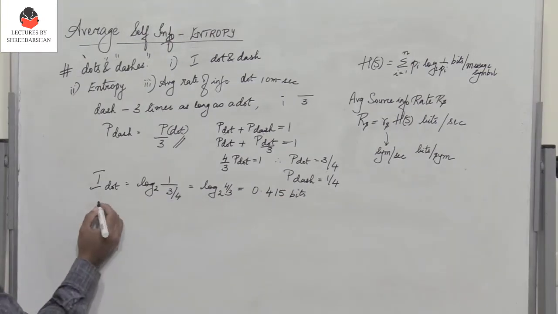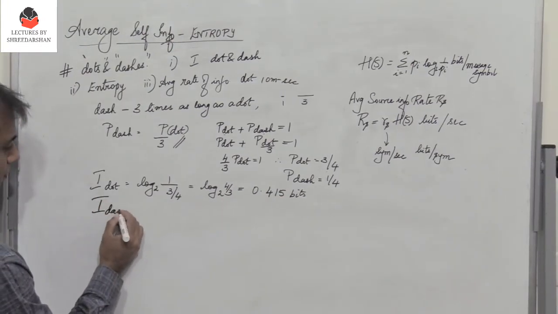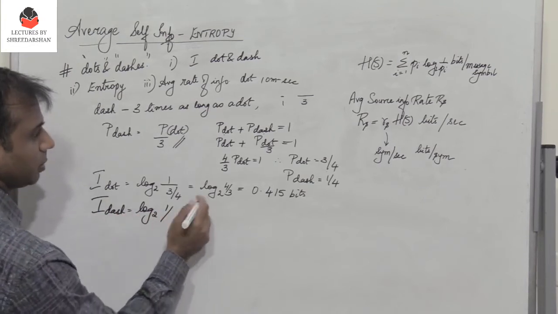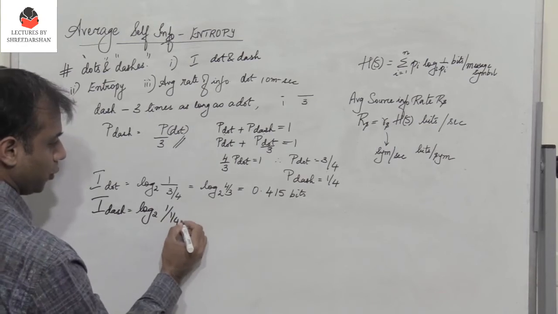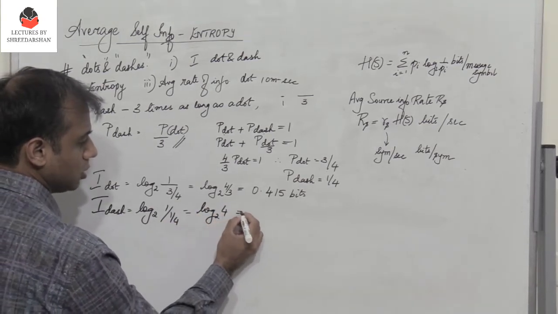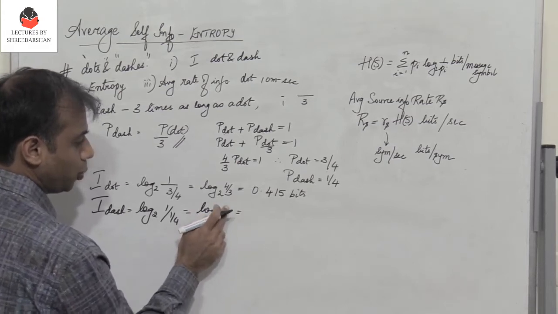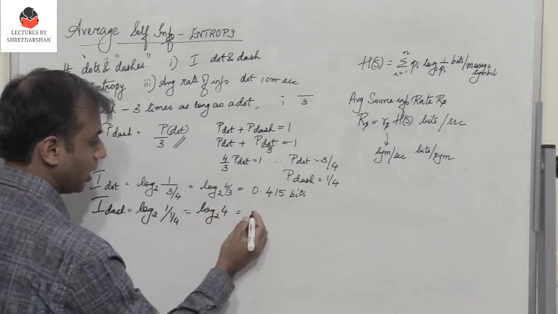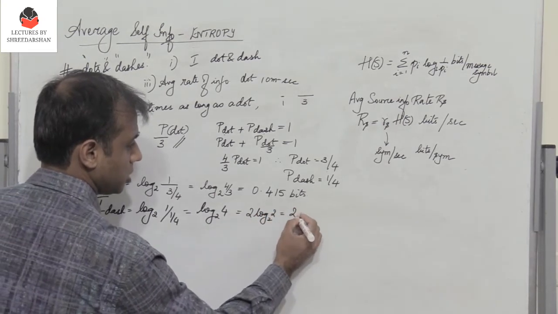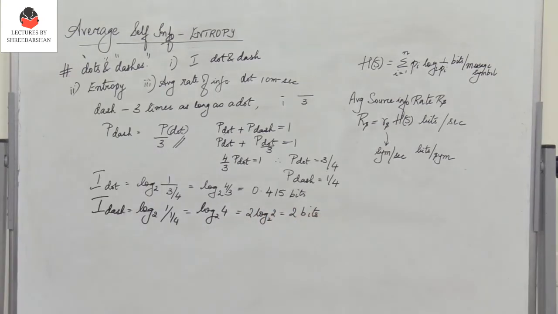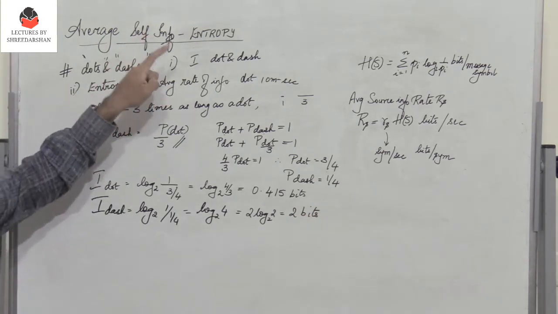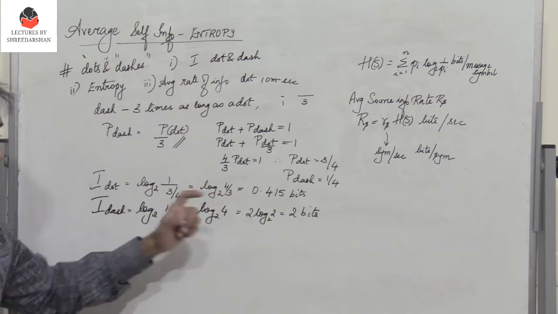Now let us find the self-information of a dash, which is log to base 2 of 1 divided by its probability, which is 1 by 4. So you have log to base 2 of 4, and 4 can be written as 2 power 2, so I get 2 bits. The first part of the problem states that I need to find the self-information of a dot and a dash, and we have done that.